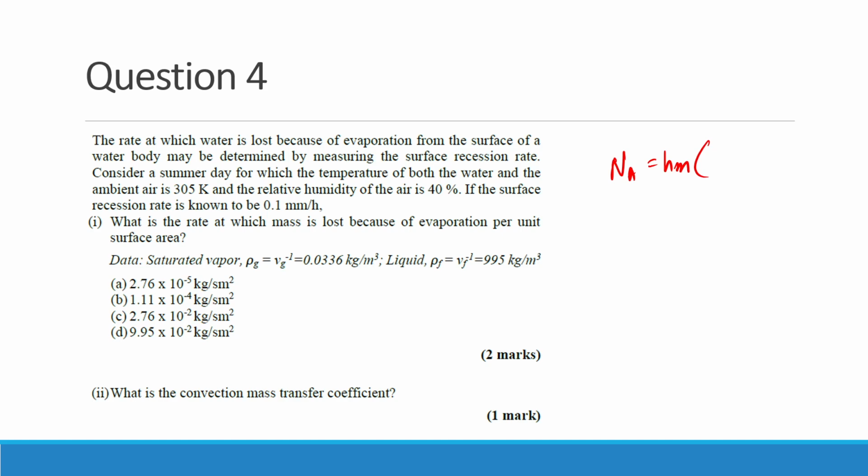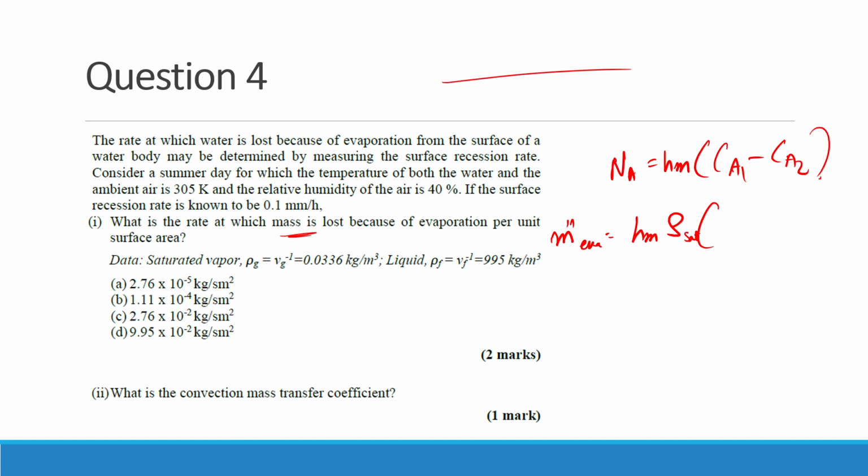HM into the constant, the concentration difference, Ca1 minus Ca2. You can alternatively write this in terms of the mass flux, because we have been asked to find the rate at which the mass is lost. So the mass flux due to evaporation will be equal to HM into the density of the saturated air.